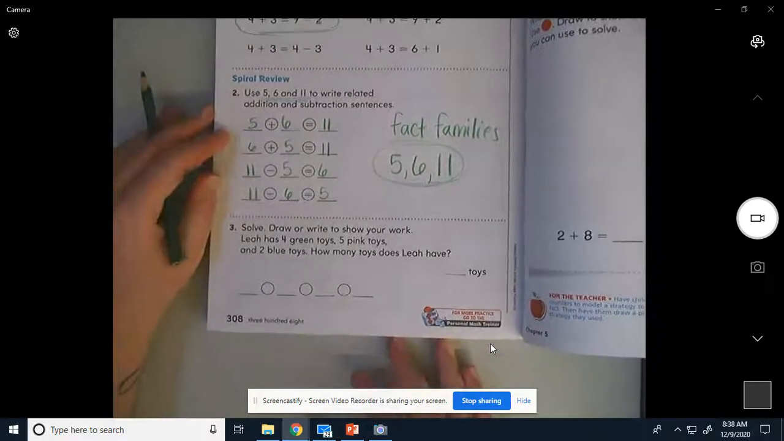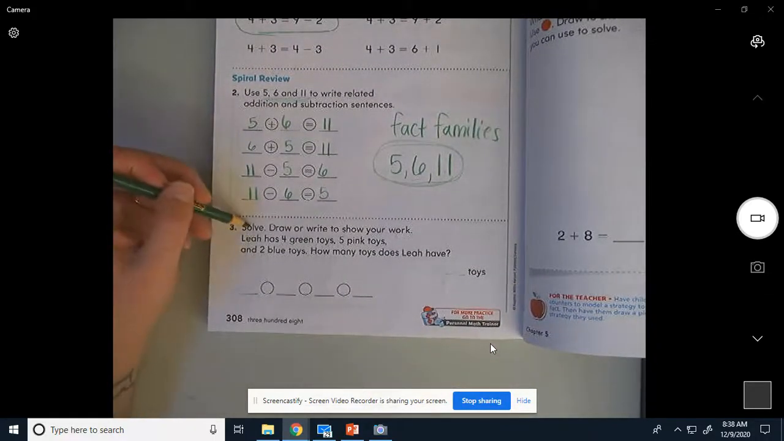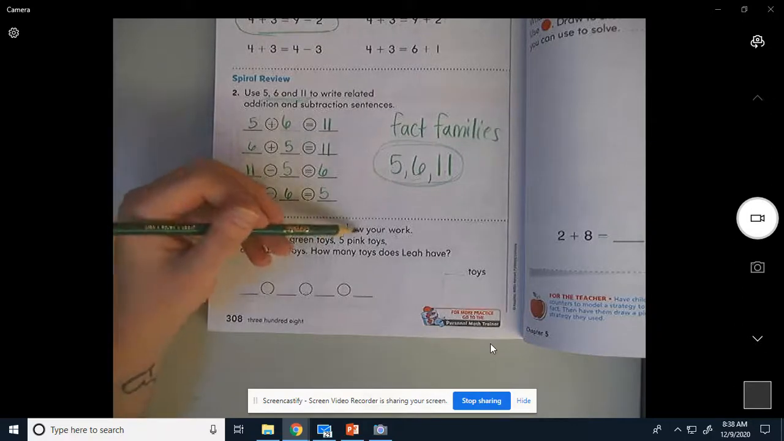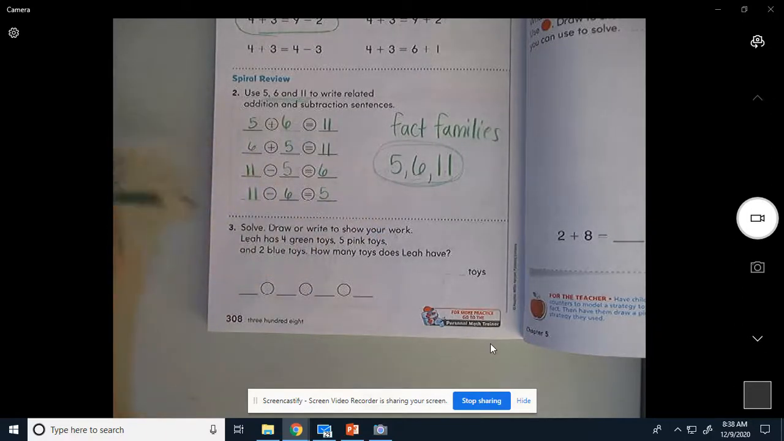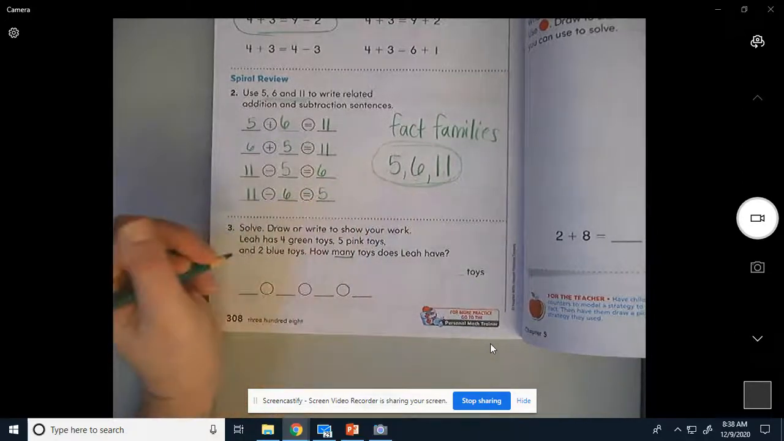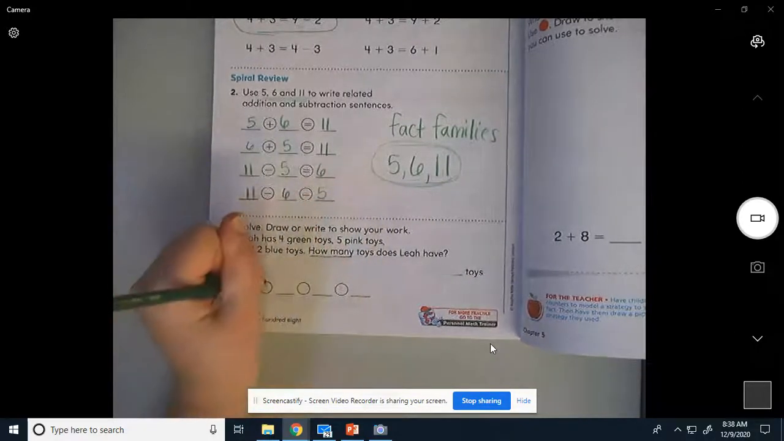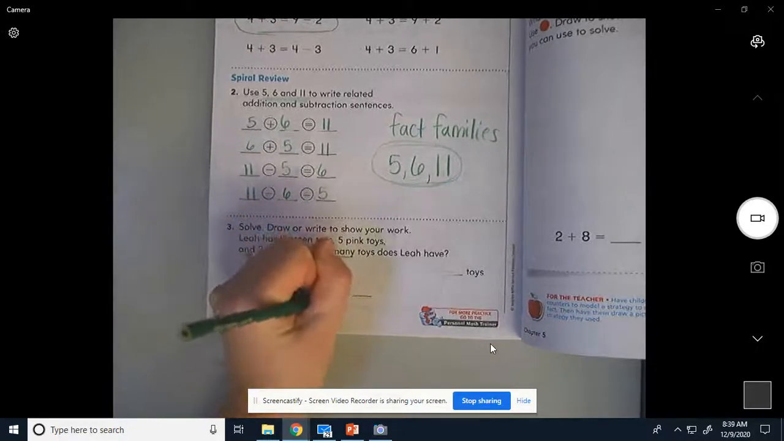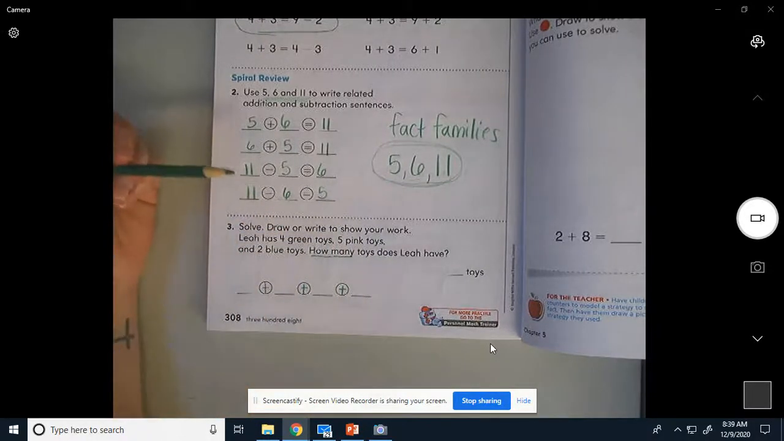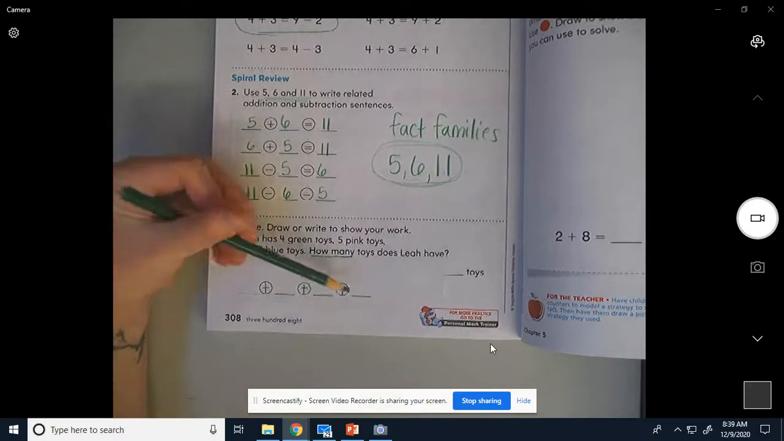Okay. All right, you know how to do this one. Solve. Draw or write to show your work. Leah has 4 green toys, 5 pink toys, and 2 blue toys. How many toys does Leah have? So we're going to, because it says how many, we're going to add, and there are three numbers in here, right? So we're going to put the 3 numbers in here.